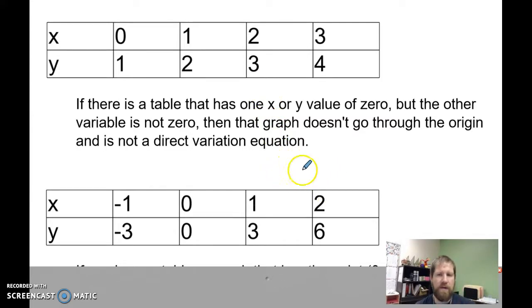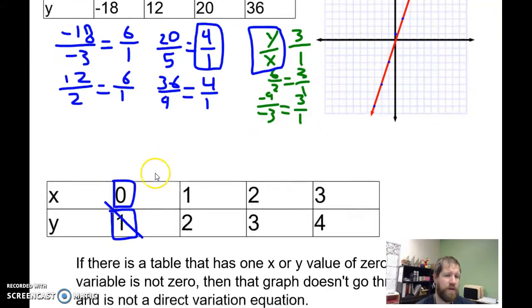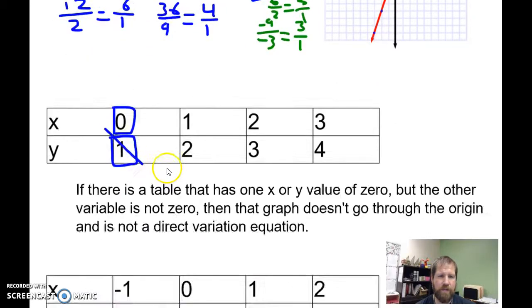If you ever have a table that has a 0 value in it for one of the variables, and the other value on that coordinate is not also 0, it's not direct variation. Because this is telling me it's going to go through x is 0, y is 1. It's going to go through this point. So there's no way it can be linear and go through both of those points. So it's not going to be a direct variation. If you ever see a 0, but there's not a 0 for your other variable, it's not direct variation.